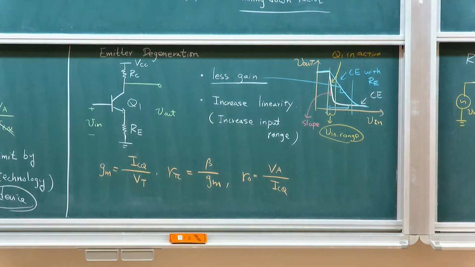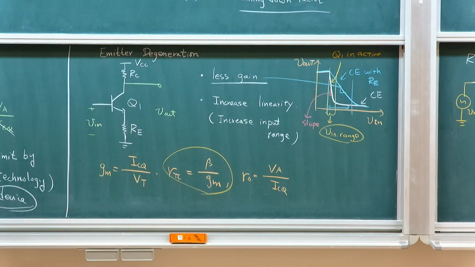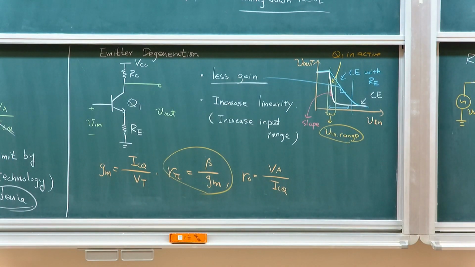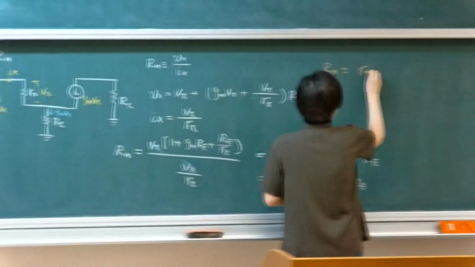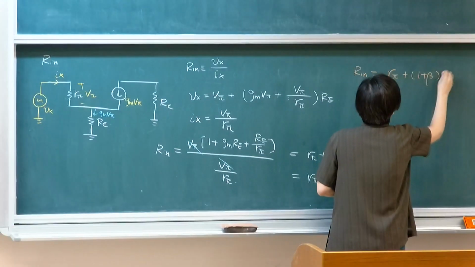So what is gm R pi? Beta, correct. You got it right. So then we get Rin becomes R pi plus 1 plus beta RE.